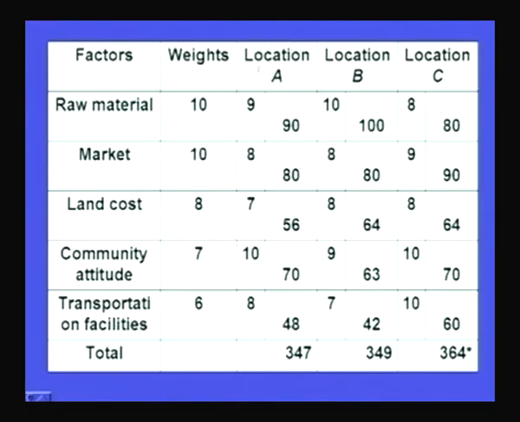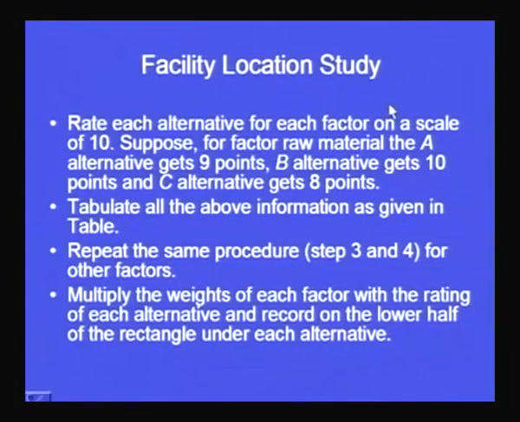Now, we have at hand location 1, location 2 and location 3, or we can call these location A, location B and location C. Now, out of these we have to select the best location. Now, how to go about it? Rate each alternative for each factor on a scale of 10.